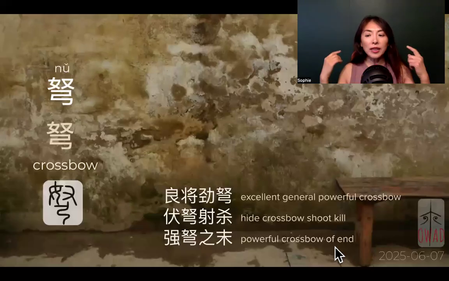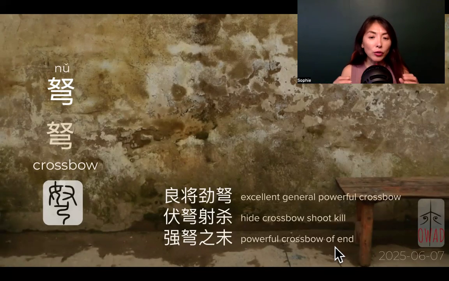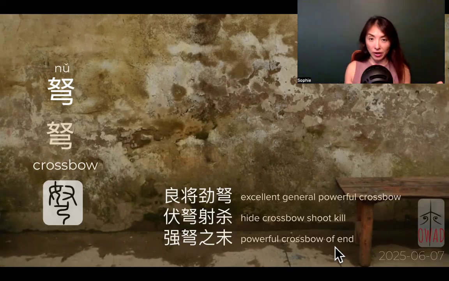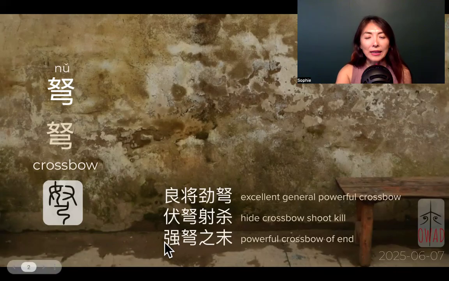Be it a person, an enterprise, a country, we can use that on all kinds of entity. So 强弩之末 is a comparison to give us a visual. Even if you're powerful, because it's the end of your trajectory, that's the end of your power or power influence. So that's 强弩之末.